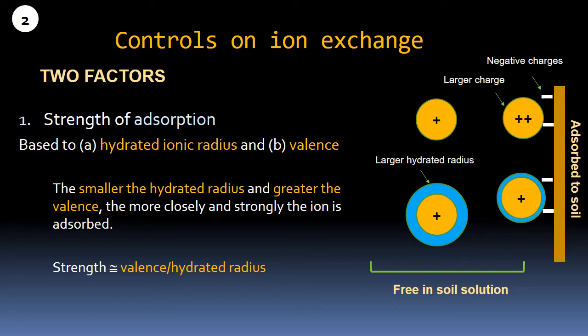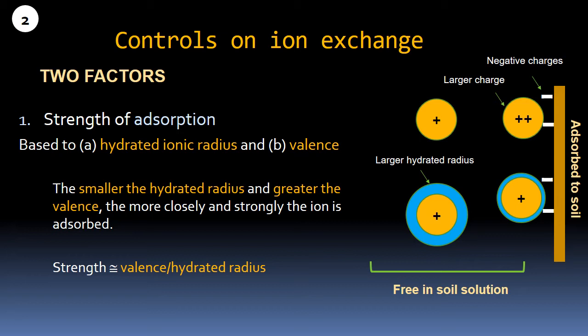The second factor is the hydrated radius. Now imagine that you have the same number of negative charges in the soil, only two, but you have two different cations that have exactly the same number of charges. Both of them are +1, +1.